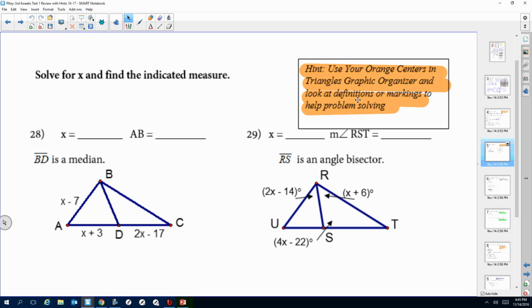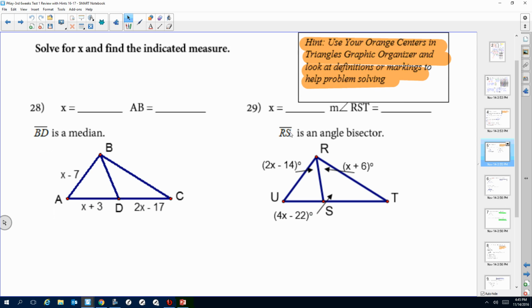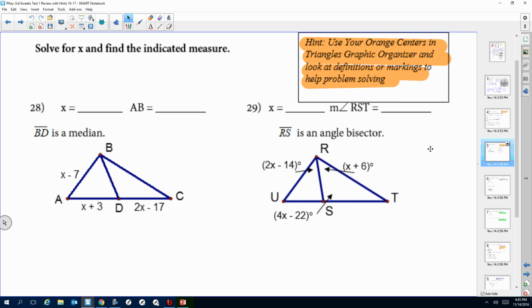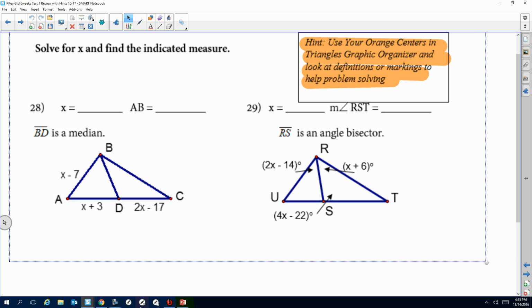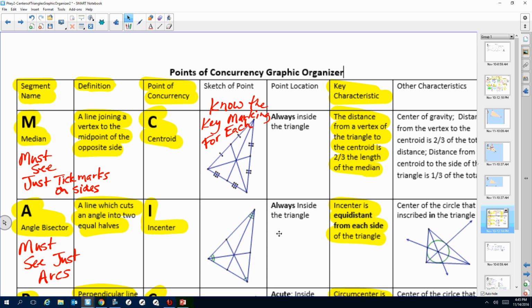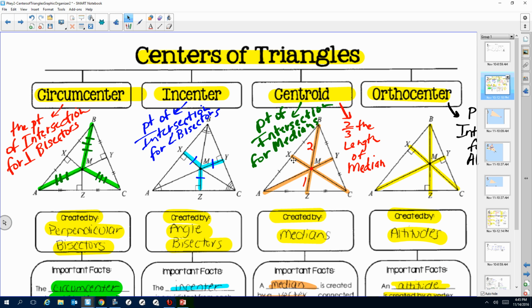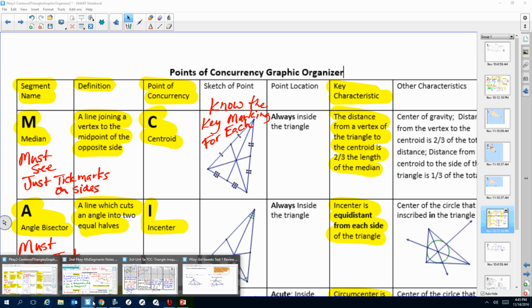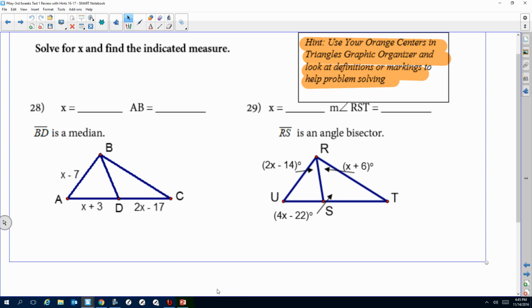Okay, back to using our orange graphic organizer. Before, on the previous section up to 27, we were doing just definition. Now we're going to apply it. They're going to say it with words or with markings. On this first couple, because we're using our graphic organizer, dealing with the centers of triangles, or the table on the back, we are going to use those definitions, those properties, to problem solve and set up the equation.